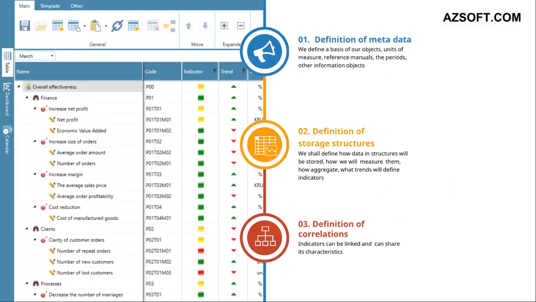01. Definition of metadata. We define a basis of our objects, units of measure, reference manuals, the periods, and other information objects. 02. Definition of storage structures. We shall define how data in structures will be stored, how we will measure them, how to aggregate, and what trends will define indicators. 03. Definition of correlations. Indicators can be linked and can share their characteristics.